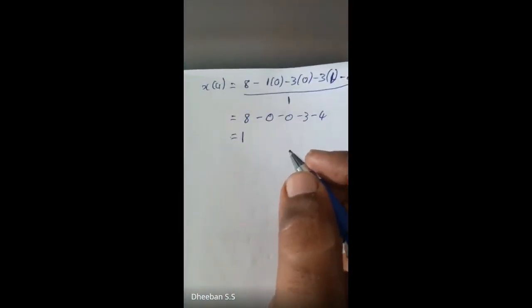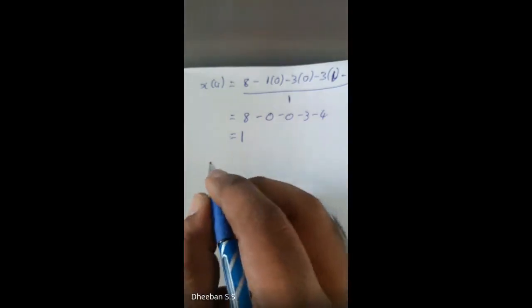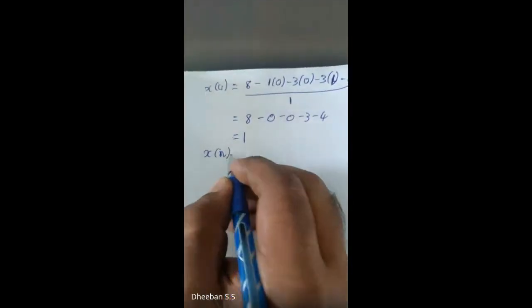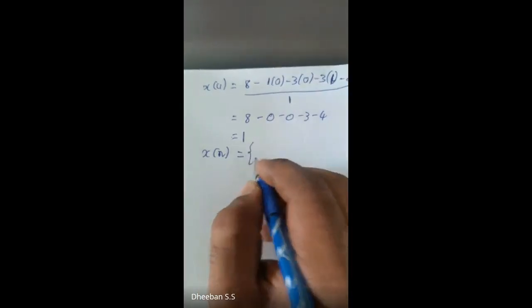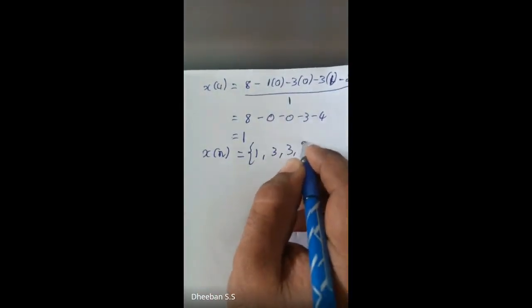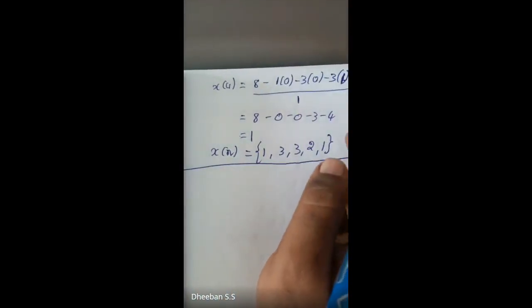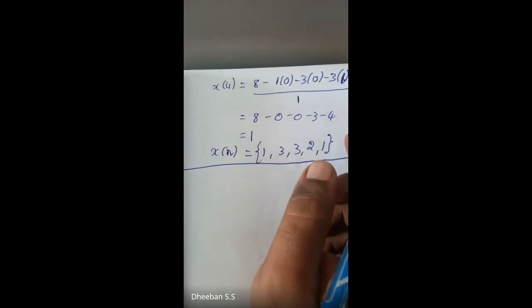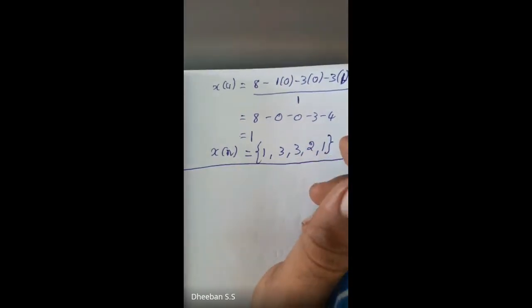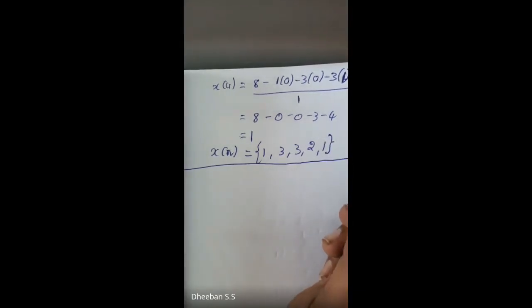Okay, so now we have got the 5 samples. So the signal is x of n equal to 1, 3, 3, 2, 1. Okay, so that's how the problem ends. Okay, let's go through the problem. We will move to the next problem.